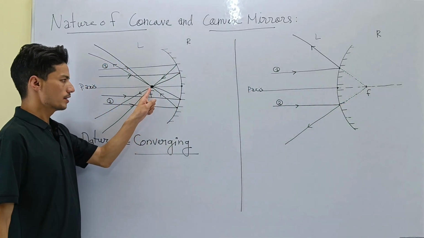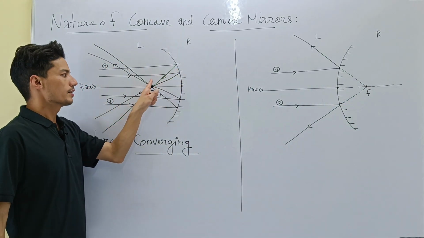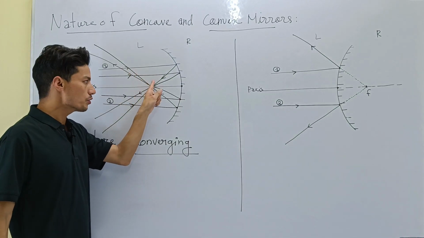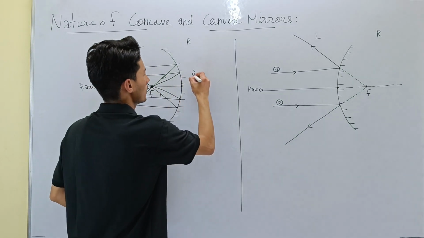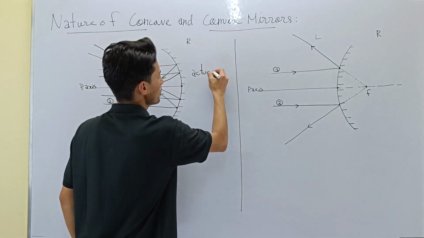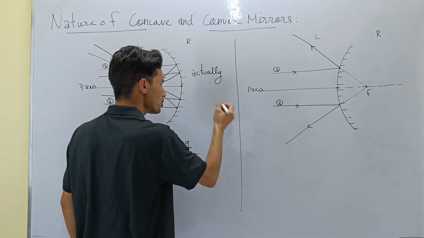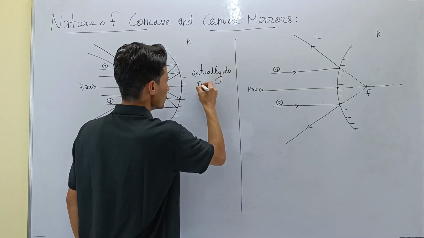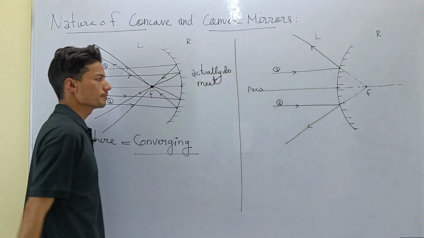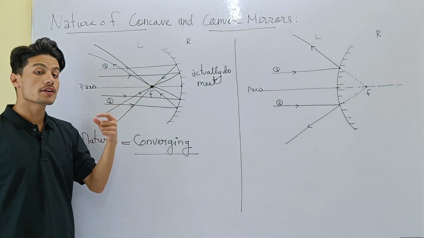See here, after reflection, the rays here, they actually do meet. Actually, they do meet. So this will give you a real image.